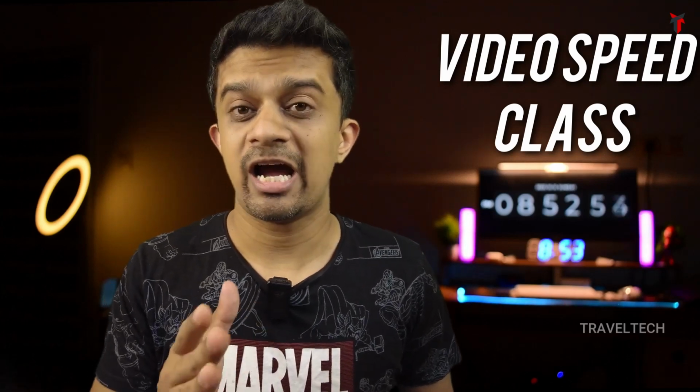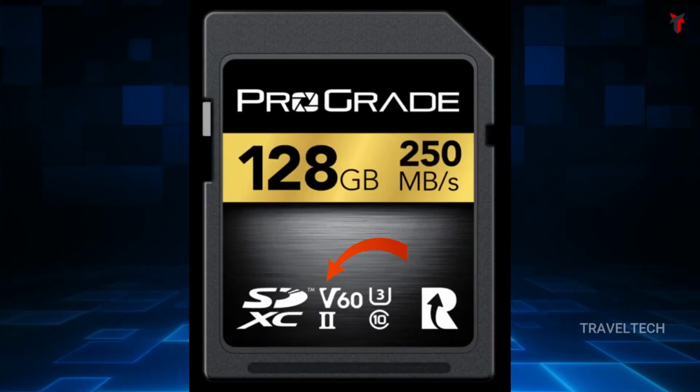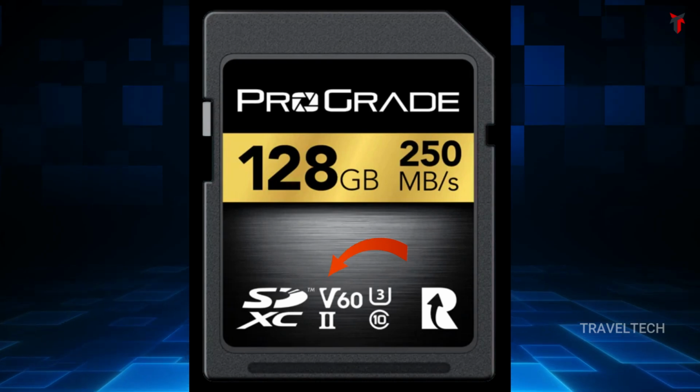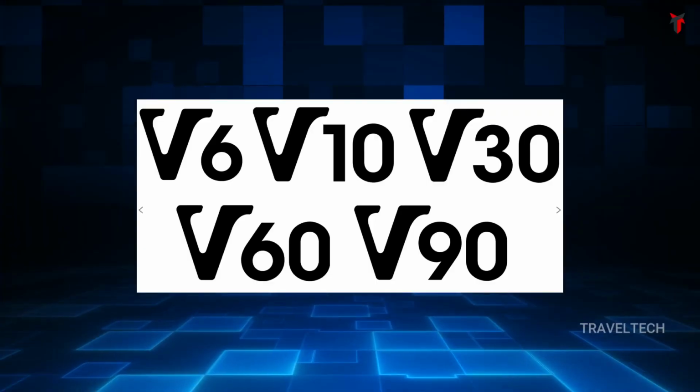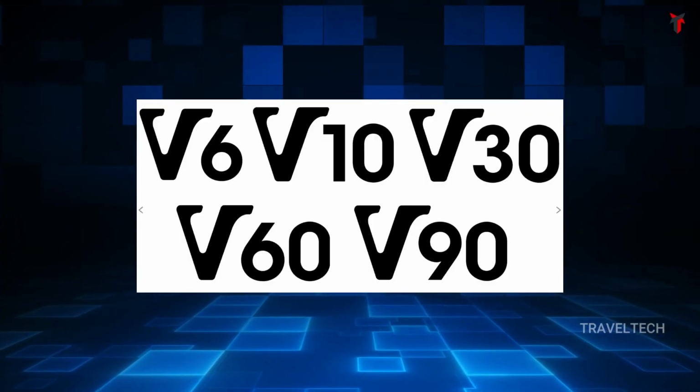Let's move on to the last and the final speed class, which is the video speed class. So this is the latest speed class created to enable higher video resolution, higher video recording, multiple data streams, 360-degree videos, VR recording and stuff like that. So the video speed class is denoted by the letter, guess what? V. Simple, right? It's easy to understand. And there are 5 ratings for this video class: V6, V10, V30, V60 and V90.